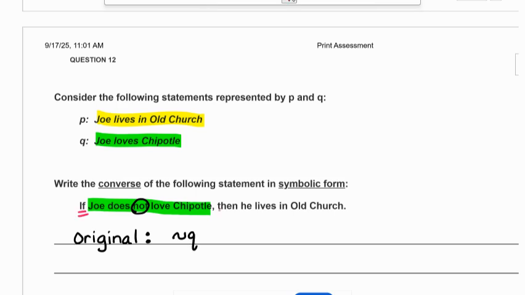Okay. If, then is the arrow. He lives in Old Church matches up with P perfectly. But they don't want the original statement in symbols. They want the converse. For the converse, we're going to switch what we have. That's all we're going to do, just switch it. So the converse and the final answer for this question would be P arrow negated Q.